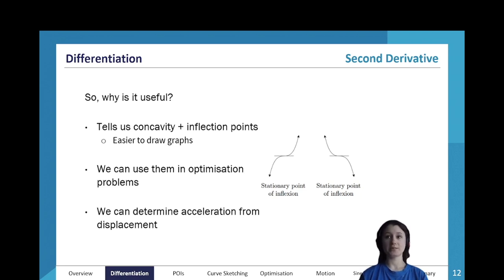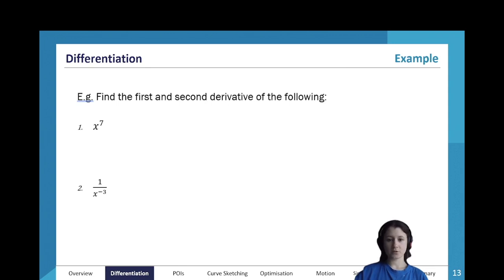We can also use the second derivative in optimization problems, which hopefully you will remember a little bit from year 11. And we can also use them to determine acceleration. So they're very useful. All right. Now let's go through a few examples.